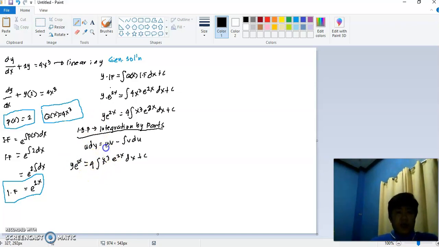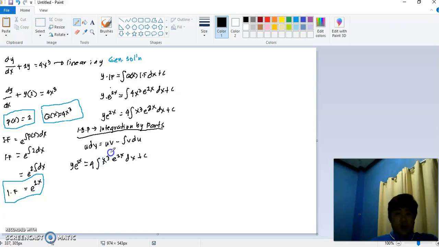So from here, we need to decide what is your u and what is your dv. So if we use this one as u, when we derive this one, the power still remains, because the main purpose of integration by parts is that one part of the equation will be simplified until it is cancelled. So therefore, when we derive u, the power should decrease.